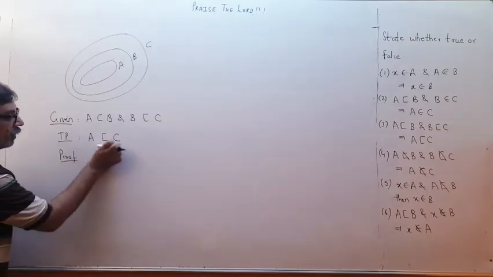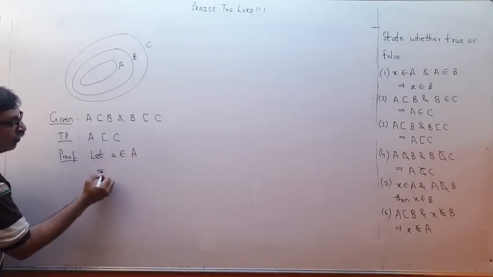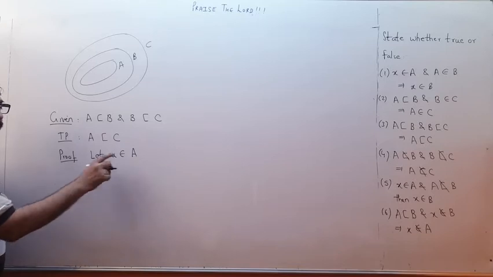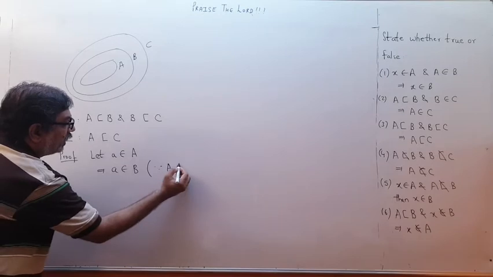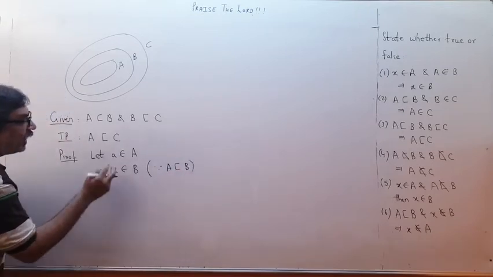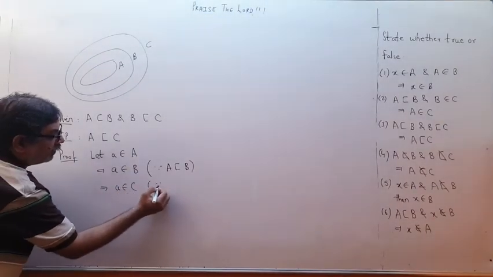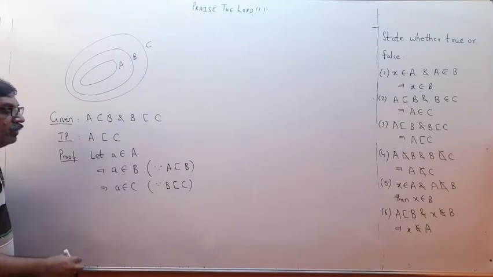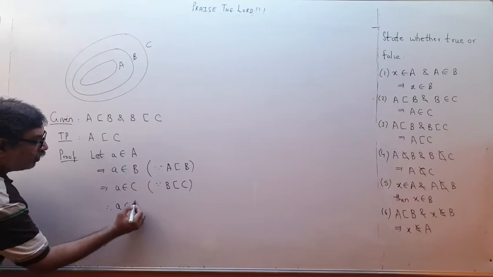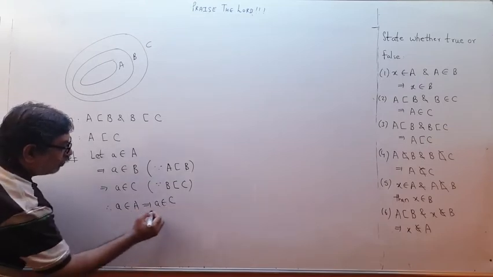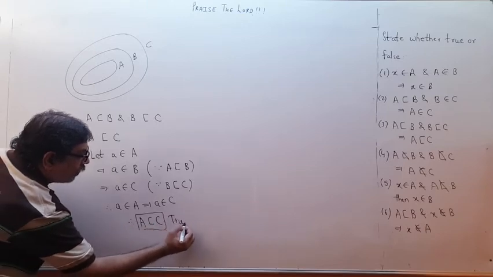Let a belong to A. So A subset of B, so whatever is in A will be in B because A is subset of B. So that means a belongs to B because A is subset of B. And B subset of C, so whatever is in B will come in C. So that means a belongs to C since B is subset of C. So a belonging to A has proved a belonging to C. Therefore, a belongs to A implies a belongs to C. Therefore, A is subset of C and therefore true. Like this.